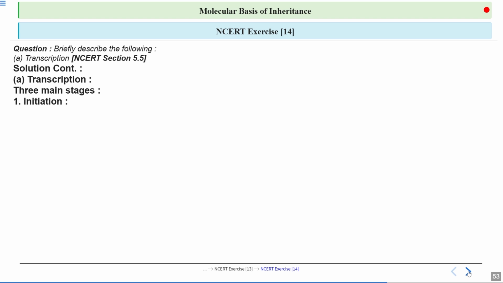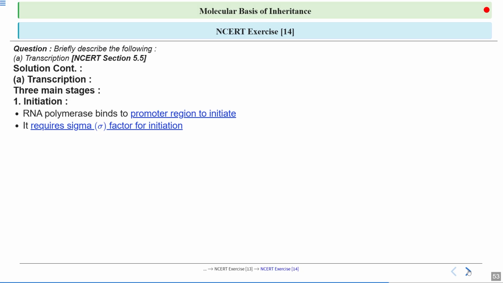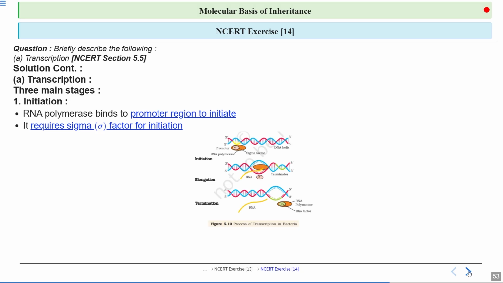There are 3 main steps of transcription. The first step is initiation. So what happens in this initiation step? RNA polymerase binds to the promoter region to initiate. It requires a sigma factor for initiation. So in this transcription process, RNA polymerase, which has this sigma factor, requires the sigma factor to bind to what? To bind to the promoter region.